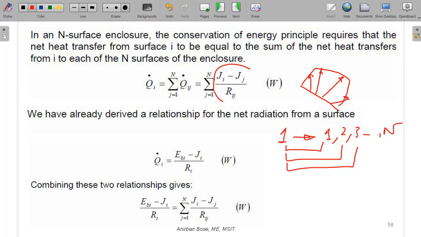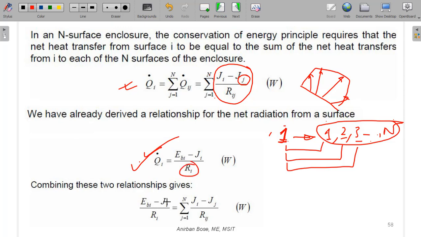This is what is done from i to j, and this j is now changing from 1 to n, giving 1 to 1, 1 to 2, 1 to 3. The j is changing from 1 to n, and the i is fixed. Here we have considered 1, but it can be any surface. This is the way we can find the heat transfer from a particular surface. We have already derived this relationship for the space resistance, as you can see.